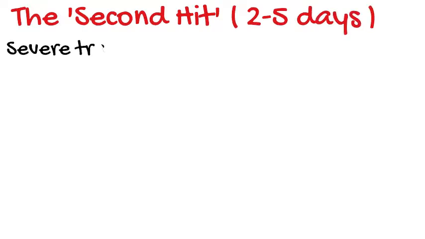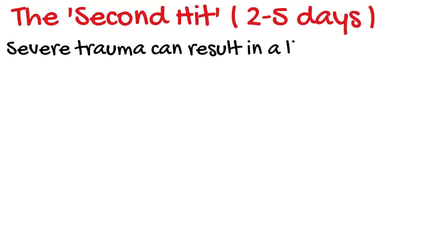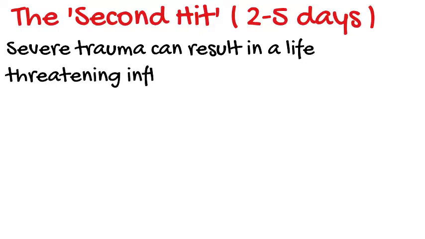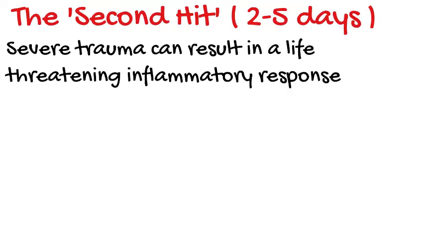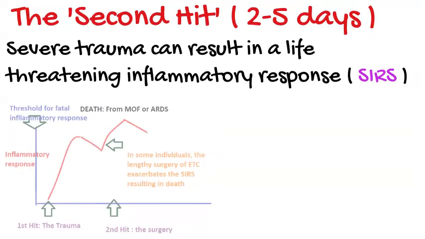DCO, damage control orthopedics, is all about minimizing the second hit that usually occurs in the 2nd to 5th day post-injury. In this time period, the initial severe trauma can result in a life-threatening inflammatory response, SIRS. Based on the graph on the left side, when the first hit occurs due to trauma itself, there is already a raised inflammatory response.